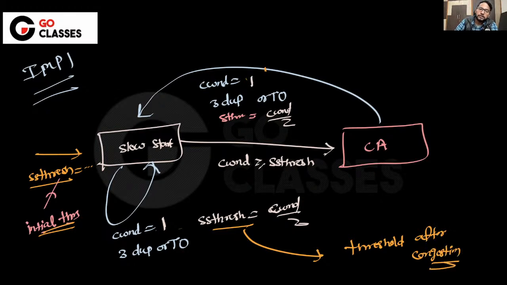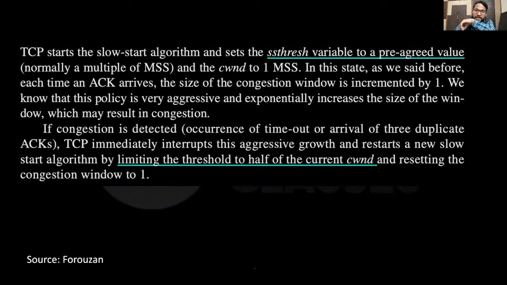This threshold after congestion is very easy to find out. How? Because I just need to divide by 2. That's the threshold after congestion. But this initial threshold, how do you find it out? That has to be given in the question. You cannot find it out, okay? That has to be given in the question. So this initial threshold is basically the pre-agreed value.